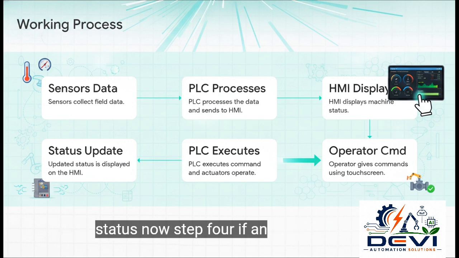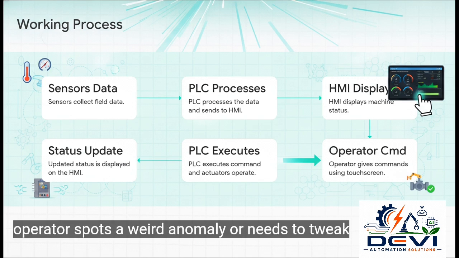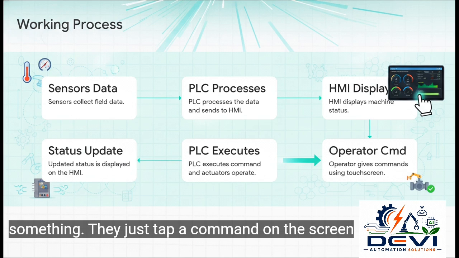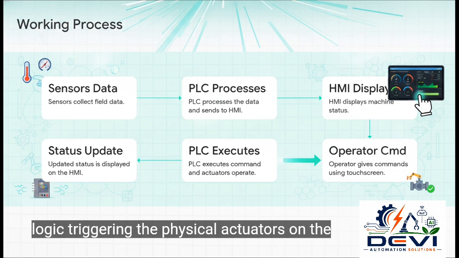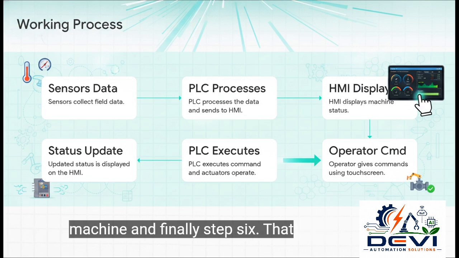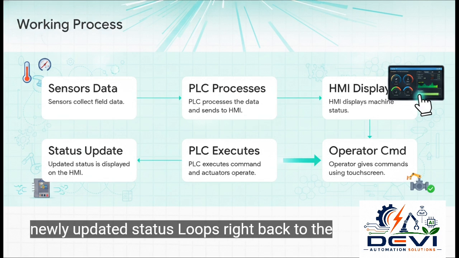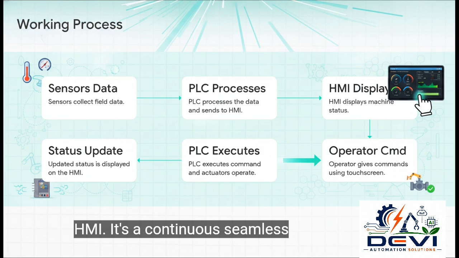Now, Step 4, if an operator spots a weird anomaly or needs to tweak something, they just tap a command on the screen. 5, the PLC instantly executes that logic, triggering the physical actuators on the machine. And finally, Step 6, that newly updated status loops right back to the HMI. It's a continuous, seamless loop.